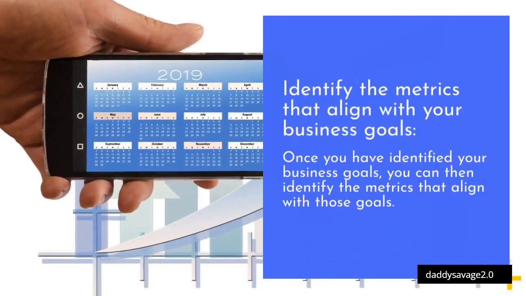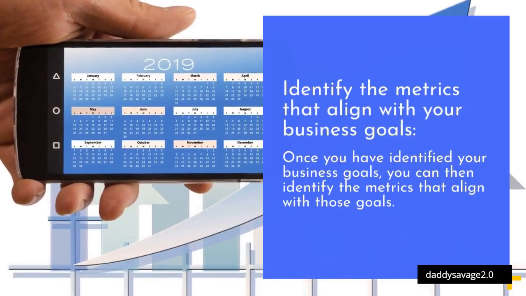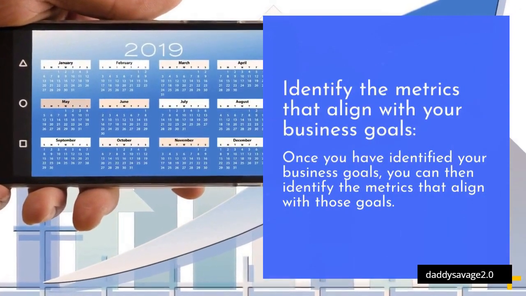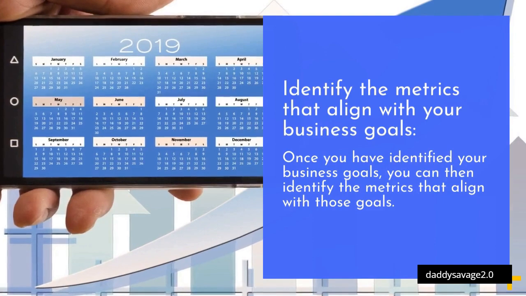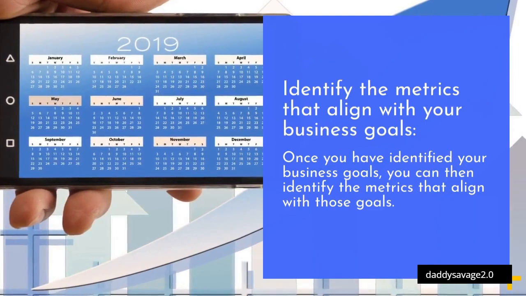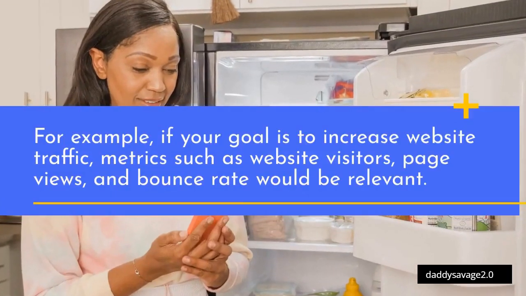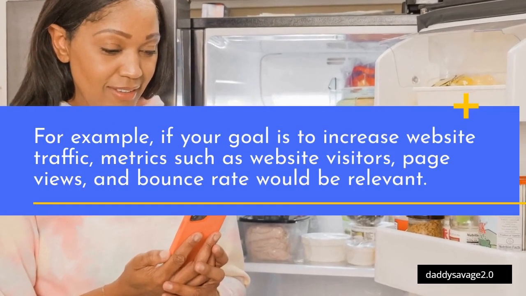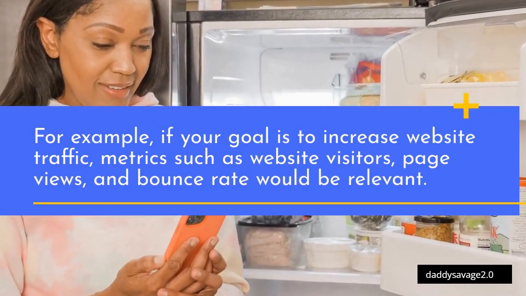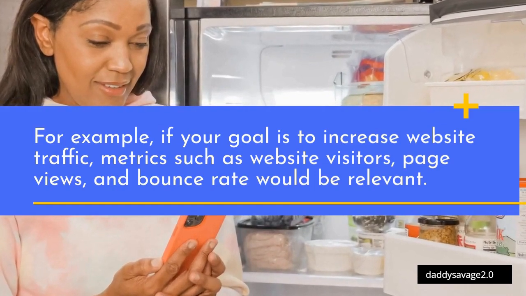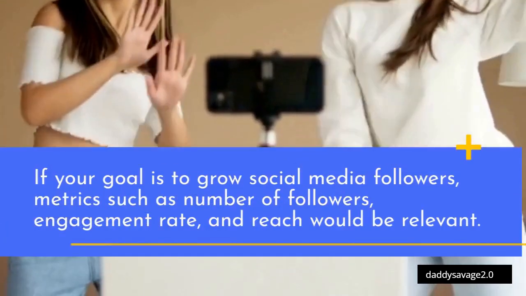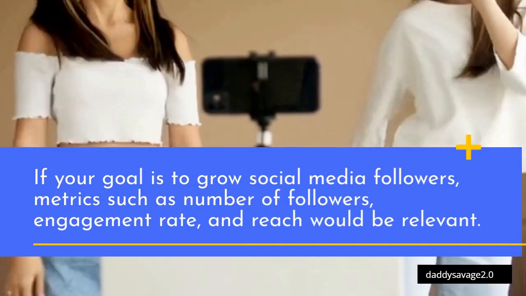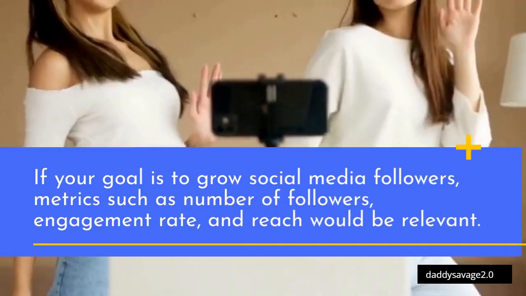Identify the metrics that align with your business goals. Once you have identified your business goals, you can then identify the metrics that align with those goals. For example, if your goal is to increase website traffic, metrics such as website visitors, page views, and bounce rate would be relevant. If your goal is to grow social media followers, metrics such as number of followers, engagement rate, and reach would be relevant.